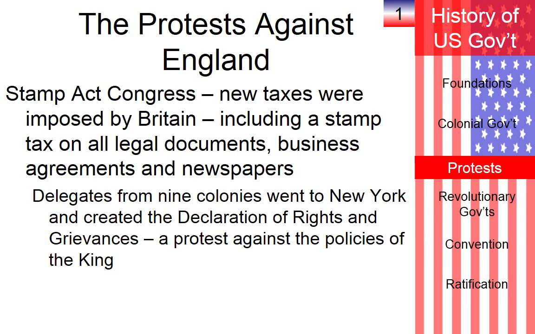First one that we're going to talk about is the Stamp Act Congress. Britain established a stamp tax on all official documents, all business agreements, all newspapers, and even on playing cards. And in order for these to be sold in the British colonies of North America, they had to have the stamp. So when you paid for the stamp, that was the tax.